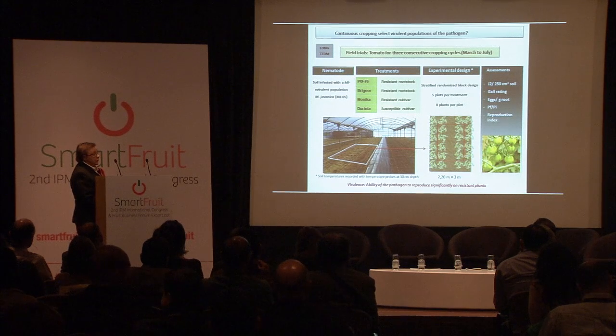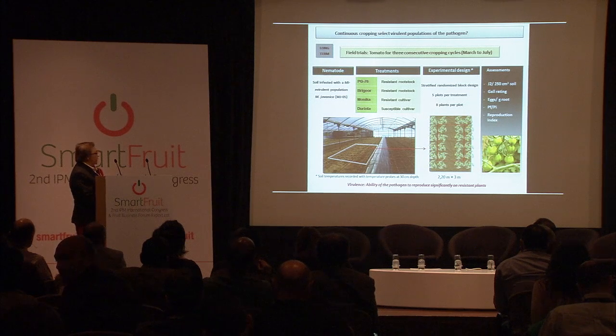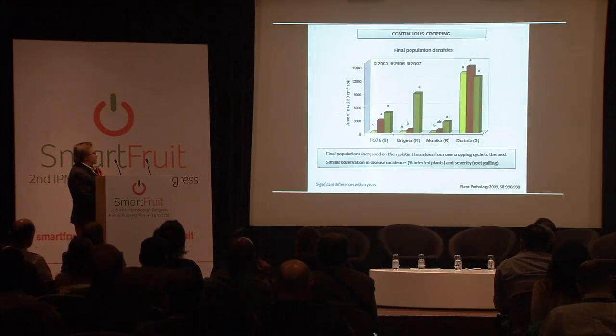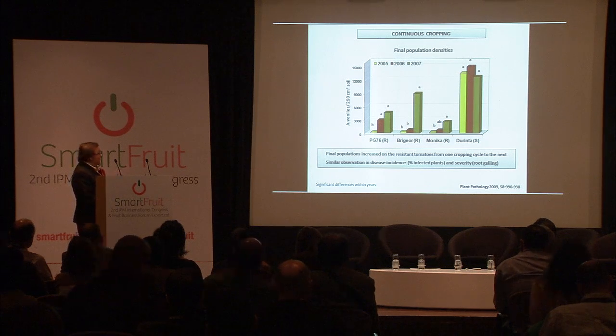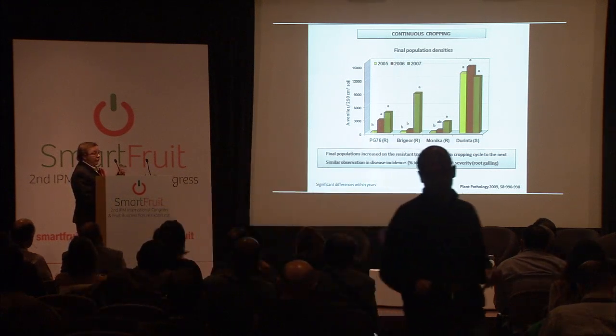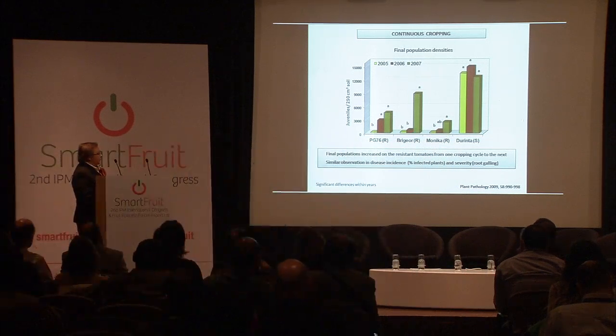This is an overview of the experiment we carried out. 3 cycles of continuous cropping and soil that was infested with an avirulent population. This graph shows the populations that we find every year at the end of each of the crop cycles in the various materials. And as you can see, there's progressive accumulation of the inoculum year after year. And because of the effect of the genotype that I mentioned earlier, you can see also that this accumulation changes according to the material being used.